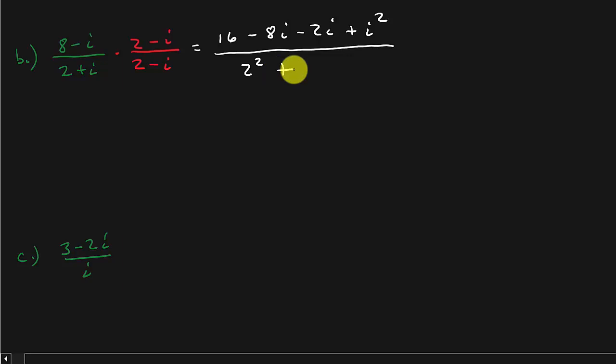Now don't mess up here. This is what I get all the time. And that's not the case. Remember, a minus bi times a plus bi is equal to a squared plus b squared.